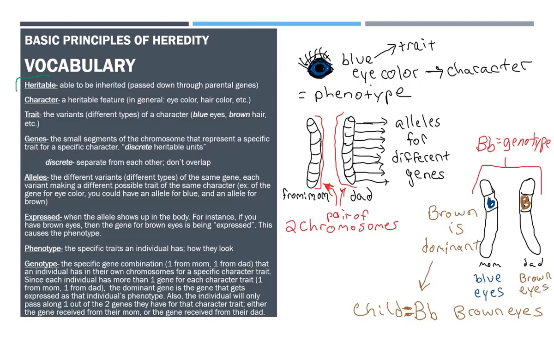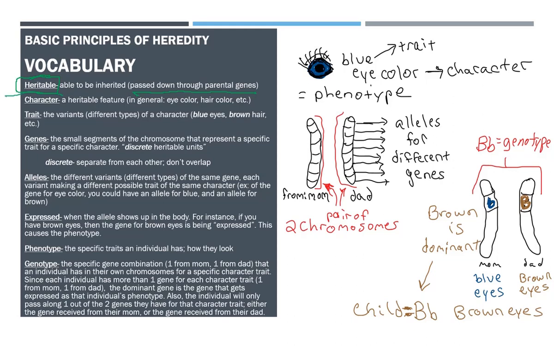Now, heritable is just a word for able to be inherited. And inherited just means passed down through your parental genes. So your mom and your dad both chip in one of their chromosomes of each pair and give it to the baby. So the baby inherited those chromosomes from the baby's parents.